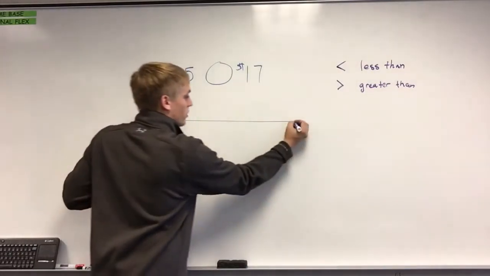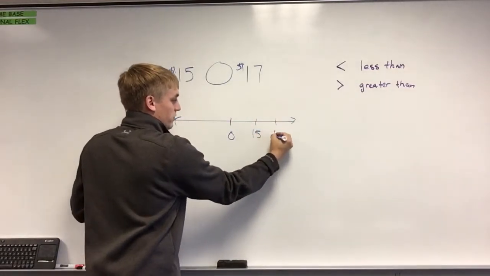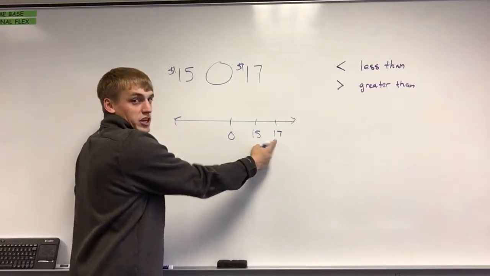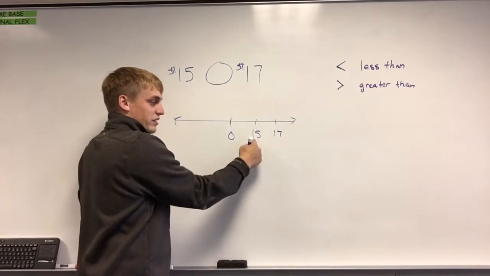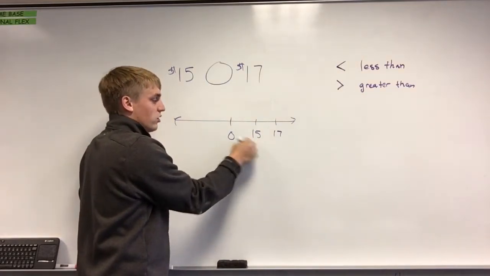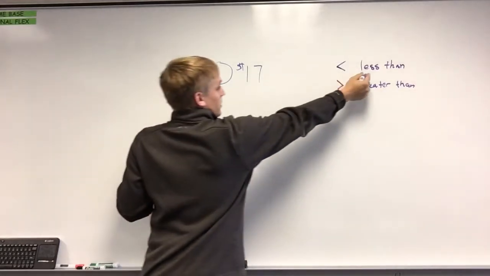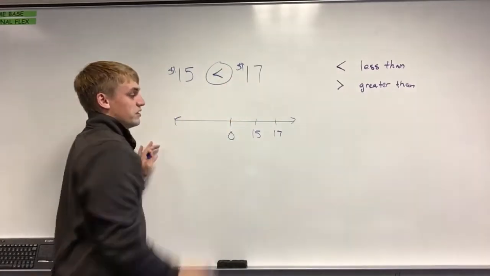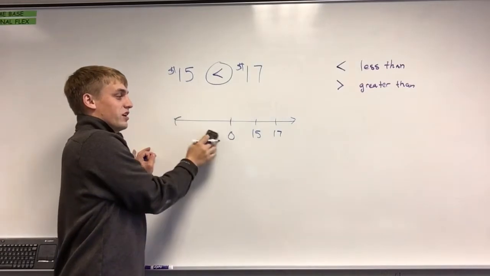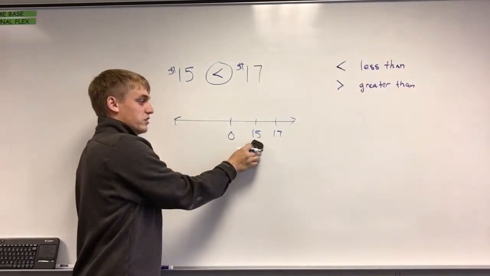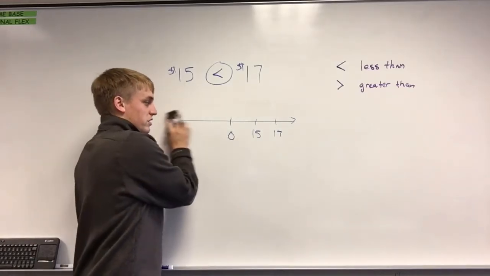Well, if we put this on the number line, we're not sure. Let's say 15 would be here, 17 would be here. 17 is bigger because it's further right on the number line. 15 is less than 17 because it's further left on the number line. It's closer to 0 on the positive side. So 15 is less than $17. If you're not sure how they compare, use a number line. 15 is further left than 17, which means it's smaller than 17.